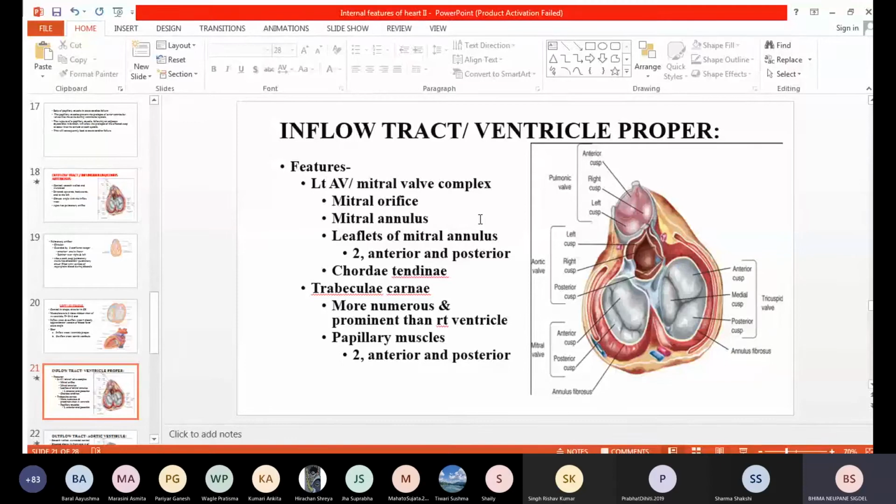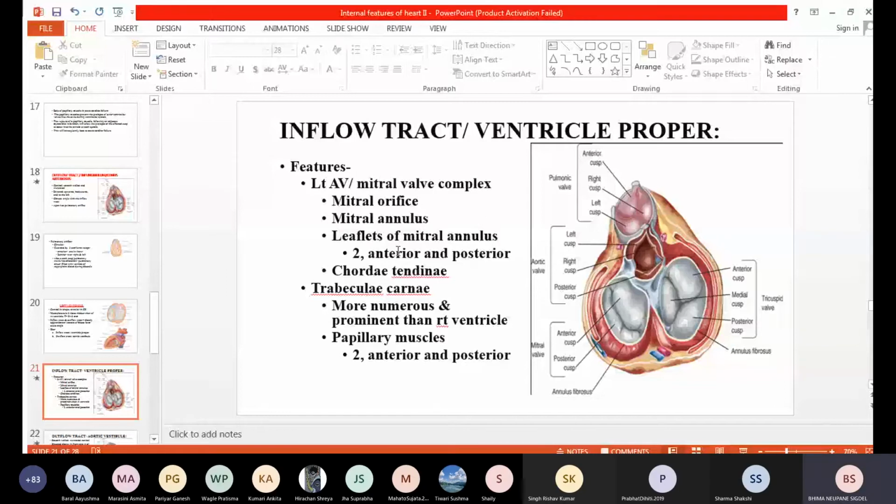So there was the tricuspid valve complex, whereas on the left, the mitral valve complex is present. The mitral valve complex comprises the left atrioventricular orifice, or the mitral orifice, and the fibrous annulus ring, known as the mitral annulus. Okay, that is the fibrous skeleton of the heart. After that, the leaflets or cusps of the mitral valve, there are only two.